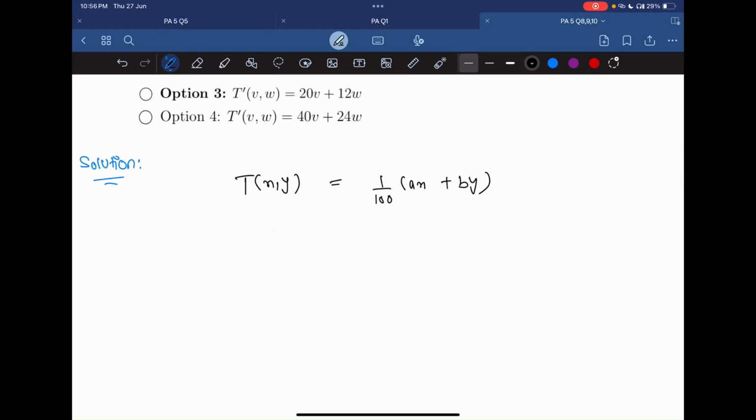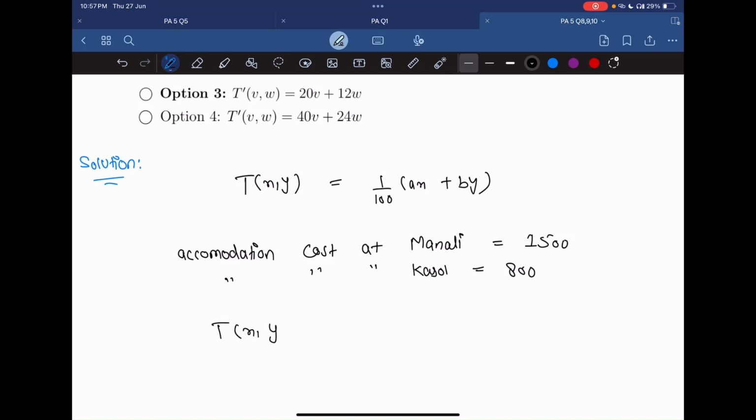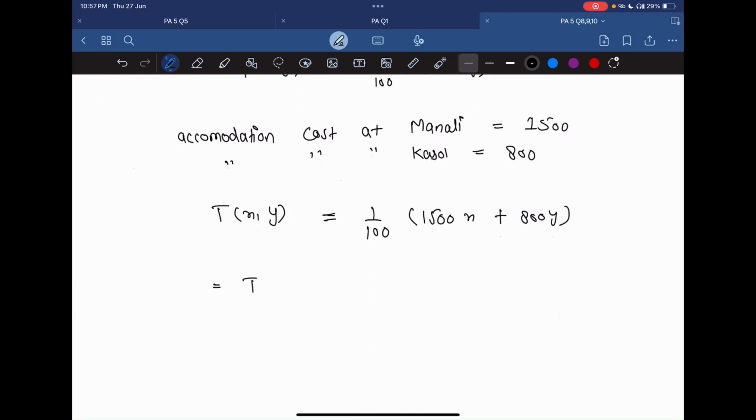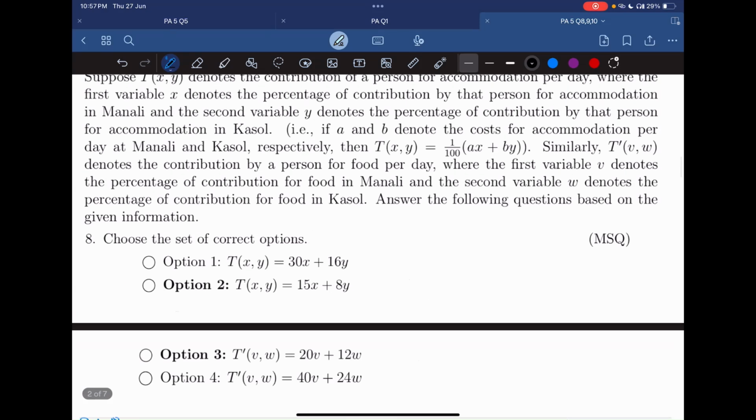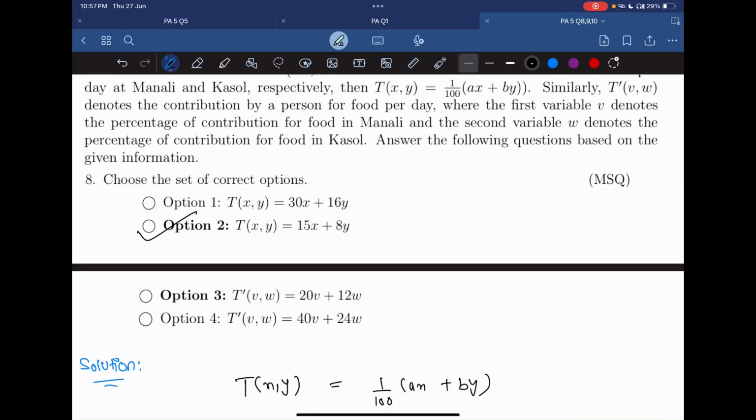So the accommodation cost at Manali is 1500 rupees per day, and for Kasol it is 800 rupees per day. So with that our linear transformation would be 1 by 100 times 1500 times x plus 800 times y, and if you simplify this we'll get T of xy to be 15x plus 8y, and that is given in option 2. So option 1 is wrong.